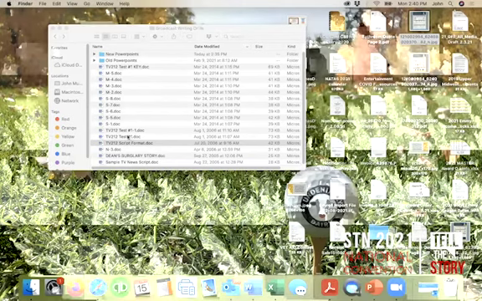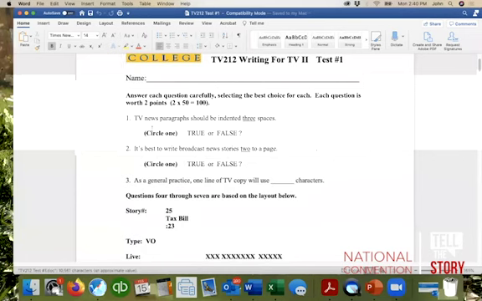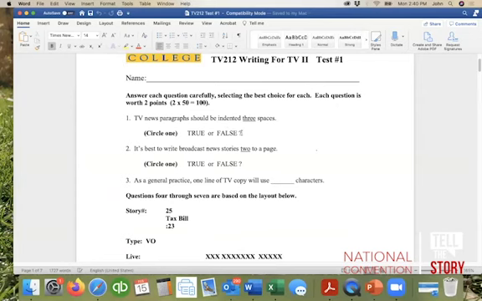And then for a test, I just kind of, TV news paragraph should be indented 3 spaces. The actual answer is false because there's no set limit. It could be whatever, but you could customize that. Our paragraphs should be in whatever sentences.